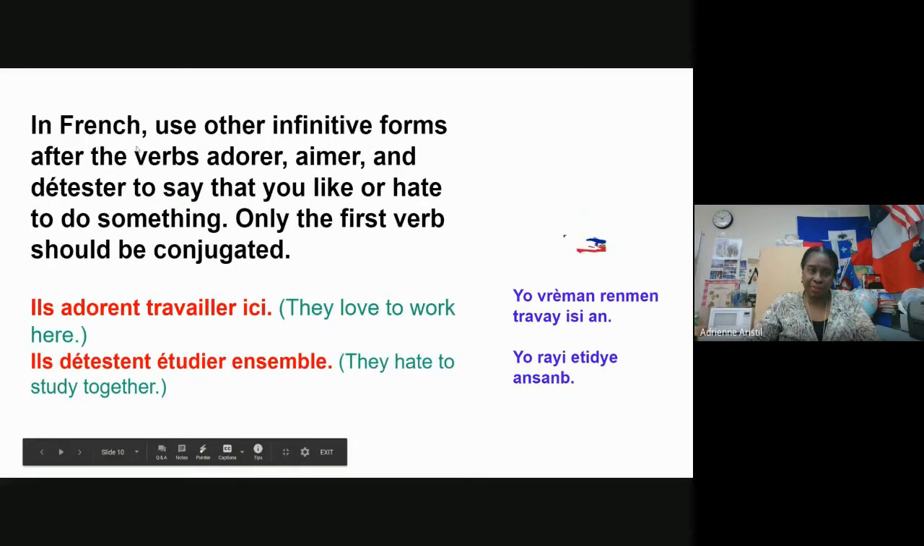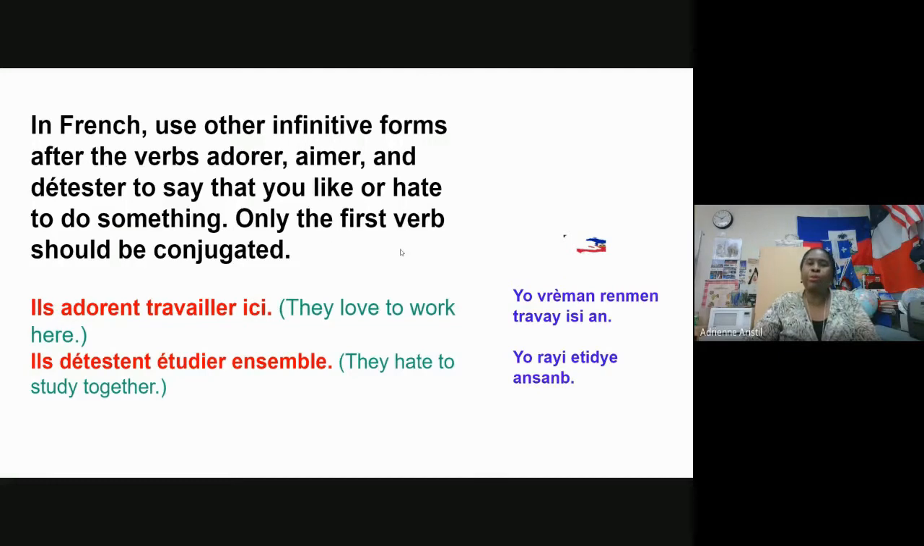In French, use other infinitive forms after the verbs adorer, aimer, and détester to say that you like or hate to do something. Only the first verb should be conjugated. Look at these examples. Il adore travailler ici. They love to work here. You see, the first verb takes the form of the subject pronoun, but the second verb stays the way it is. Il adore travailler ici.